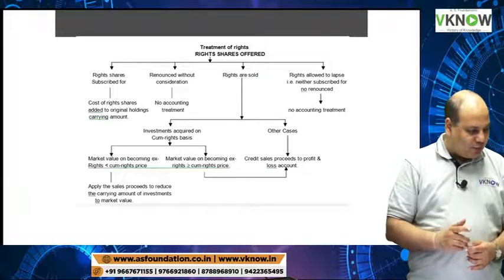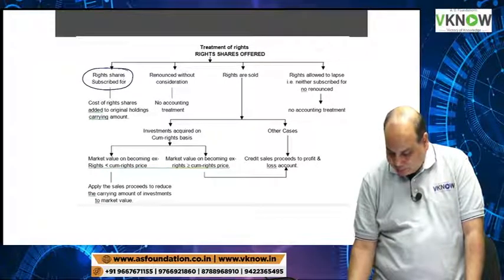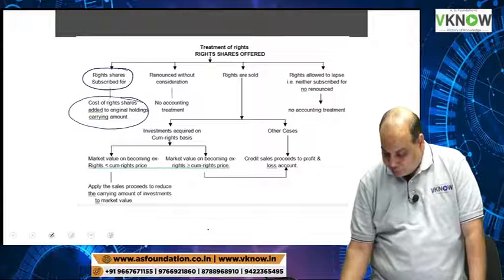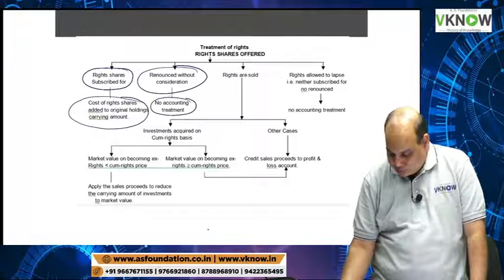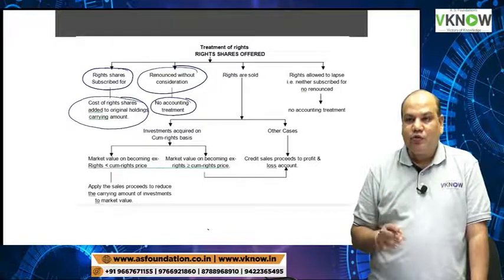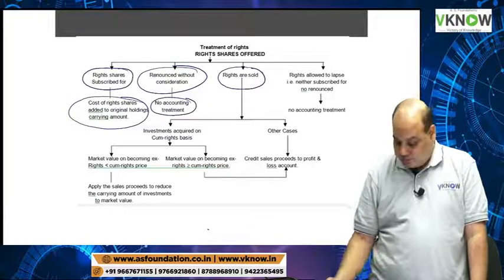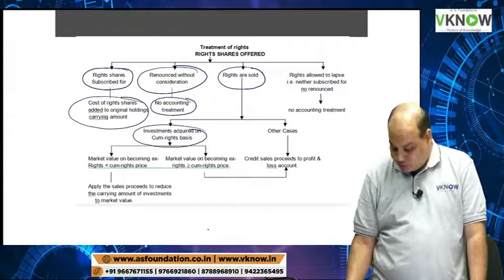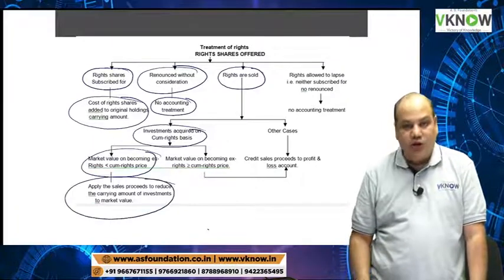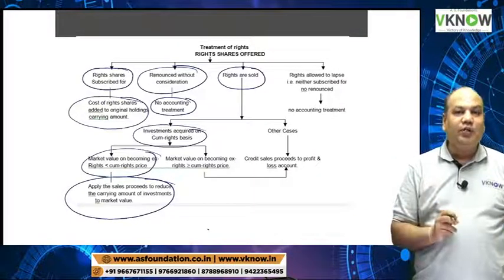So let us come to this diagram. If right shares are subscribed, the cost of right share will be added to the original carrying amount. Rights are renounced without consideration. So Dhruv gave his right to his friend Sanket without consideration. Since no consideration is involved, no journal entry will be passed. Rights are sold. Shares are acquired on cum-right basis and market price becomes lower than the cost, then we will use the sale proceeds of right to reduce the investment value by crediting the investment account.